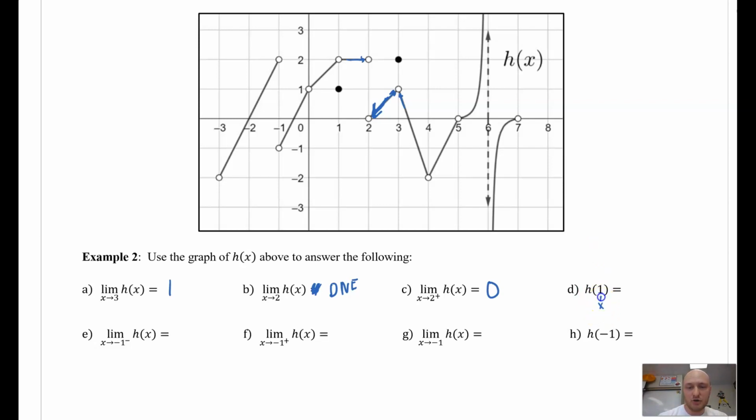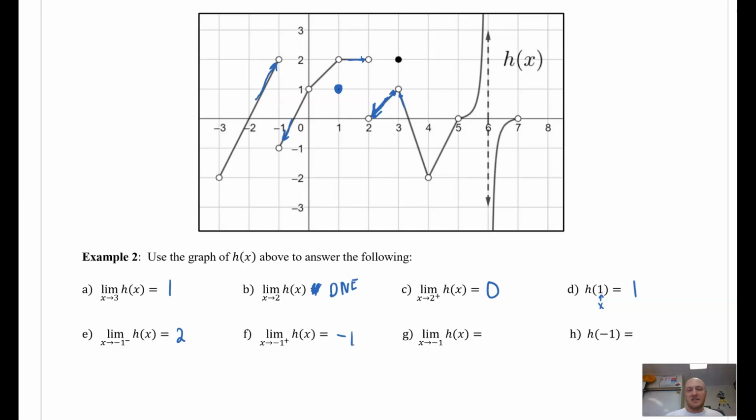This is an x value being dropped into h of x, and the output is right here, and that's just going to be 1. Don't care about the limit. It's just the function. All right, E, what is the limit of h of x as x approaches negative 1 from the left? Okay, so as I go from the left, I'm going up to 2. Now they want the limit of h of x as x approaches negative 1 from the right. Well, as I go from the right, we're going down to negative 1.